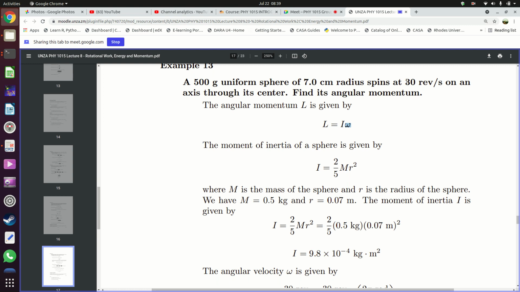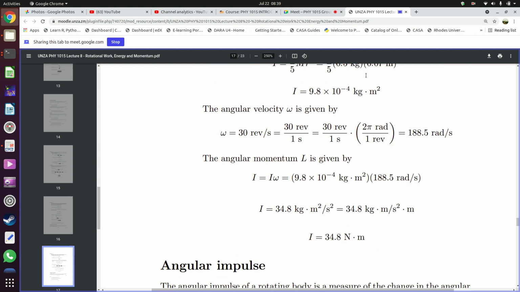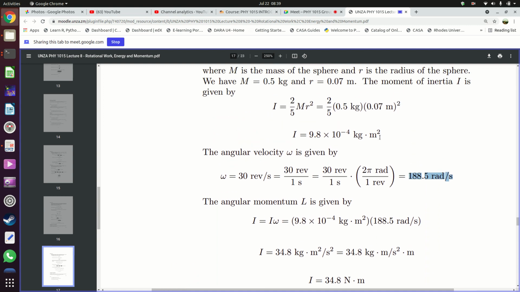We have an angular velocity which is 30 revolutions per second, but we need this angular velocity in radians per second. So when you convert, your angular velocity omega is equal to 30 revolutions per second, that's 30 revolutions divided by 1 second. So you have 30 revolutions per second multiplied by 2 pi radians per revolution. The revolution units cancel. So you multiply 30 times 2 pi radians, then divide by 1 second. You end up with an angular velocity of 188.5 radians per second. So we have our angular velocity on this side, and we have our moment of inertia here.